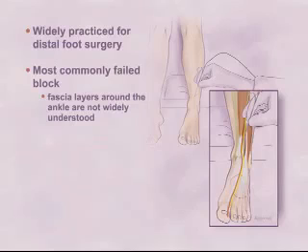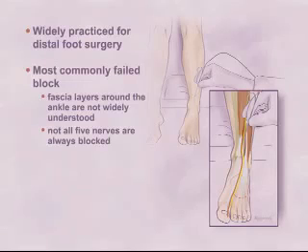The fascia layers and the relative position of the 5 nerves to the fascia layers around the ankle are not widely understood, and not all 5 nerves are always blocked in ignorance or disregard of the fact that the areas of sensory nerve supply of the foot overlap, and this overlap is not consistent.